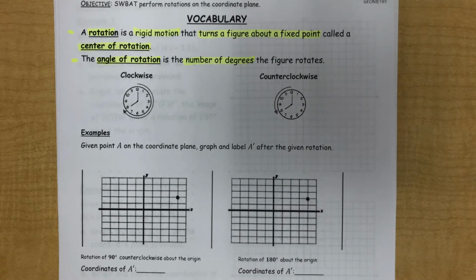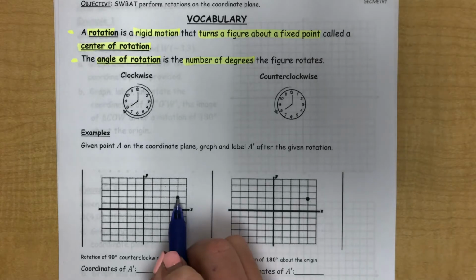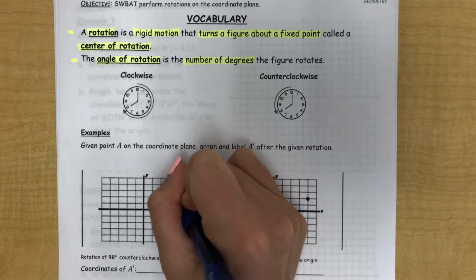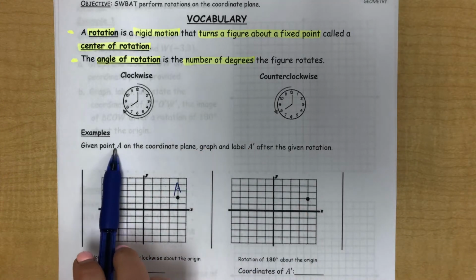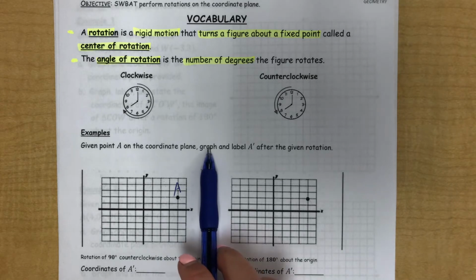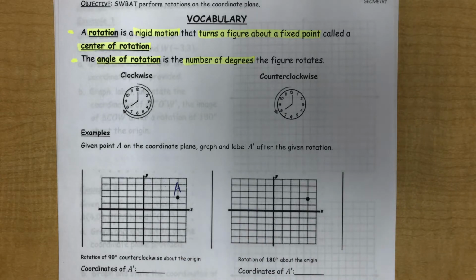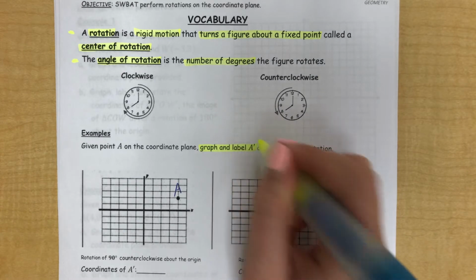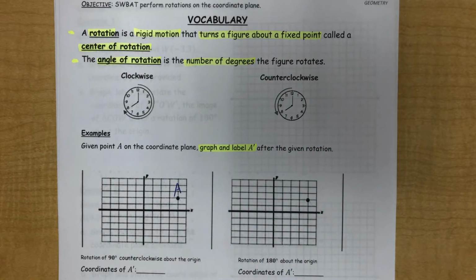This is important if we want to be successful in today's lesson. So as we look at the examples, it says given point A on the coordinate plane, graph and label A prime after the given rotation. Okay, I'm going to start off by just labeling this point that's plotted for me as A, because the directions are telling me given point A, here is A. I have to graph and label, let's highlight that, make sure we finish this question completely. Graph and label A prime after the rotation that they're giving me.